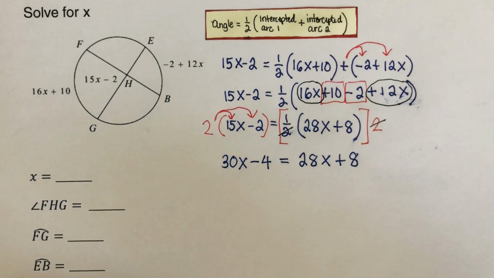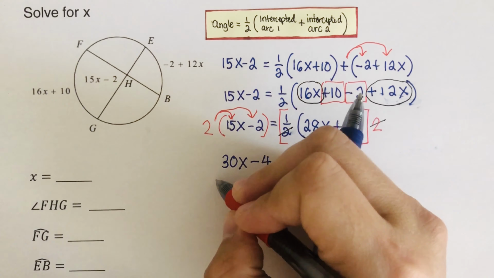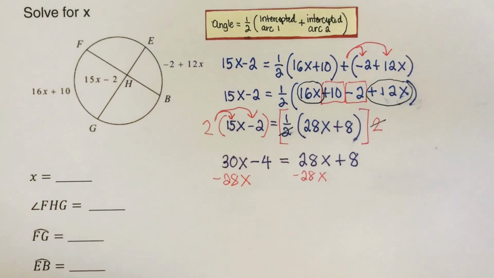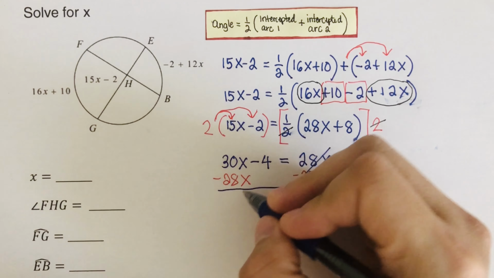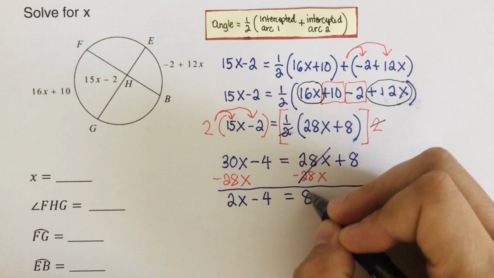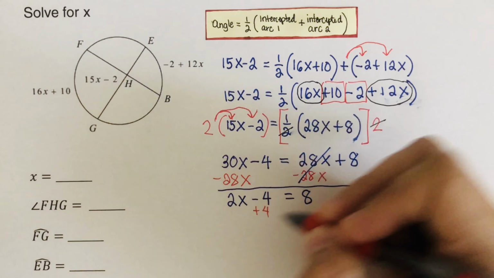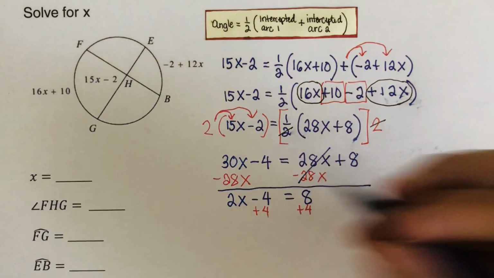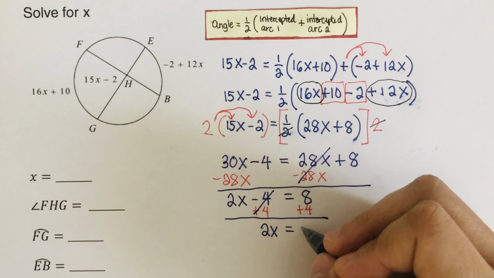And then we want the x by itself, so we're going to combine like terms. Minus 28x, minus 28x. Then we can cross out the 28x here, and we're left with 2x minus 4 equals 8. From here, we're going to add 4 to both sides, plus 4 and plus 4. So then we are left with 2x is equal to 12.